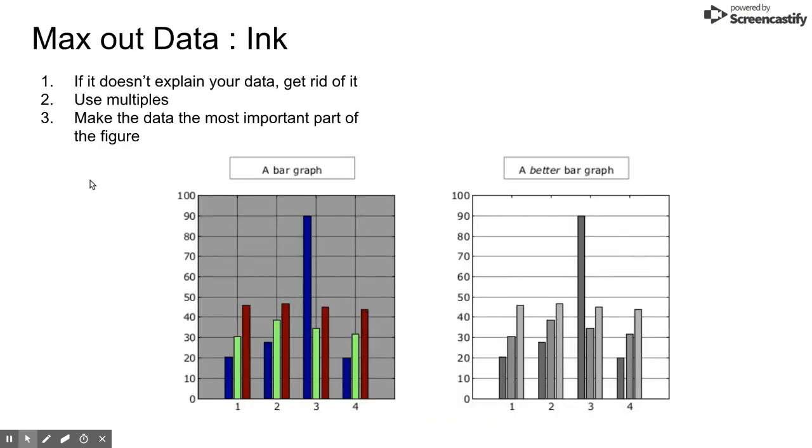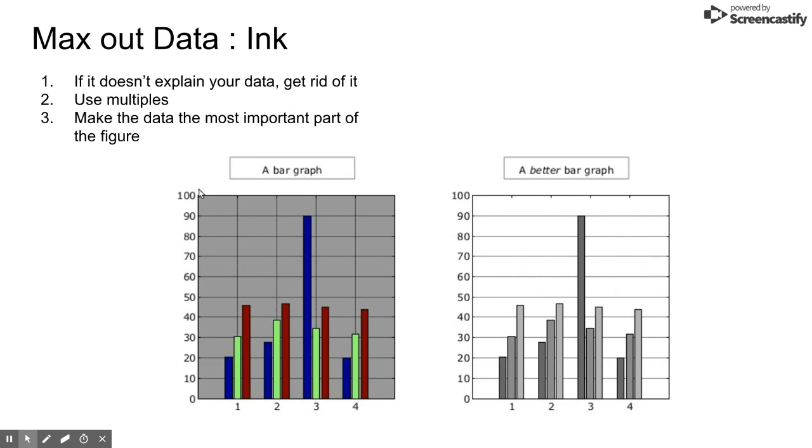The second thing is you want to max out your data to ink ratio. If it doesn't explain your data, like all of these extra additional grid lines, this gray background, if it doesn't explain the data, get rid of it, okay?